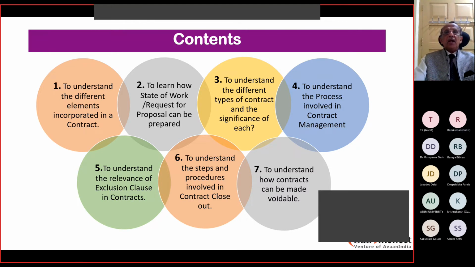To learn how statement of work, requests and proposals can be incorporated. Number 3 is to understand the different types of contract and the significance of each. And the 4th, to understand the process involved in contract management. 5th is to understand the relevance of exclusion clause in contracts. To understand the steps and procedures involved in contract closeout. And lastly, to understand how contracts can be made voidable.